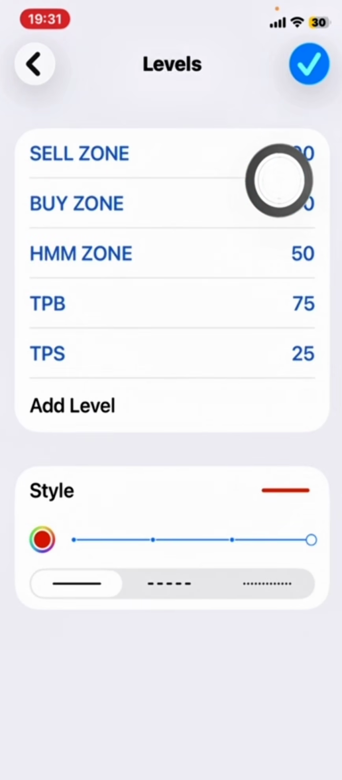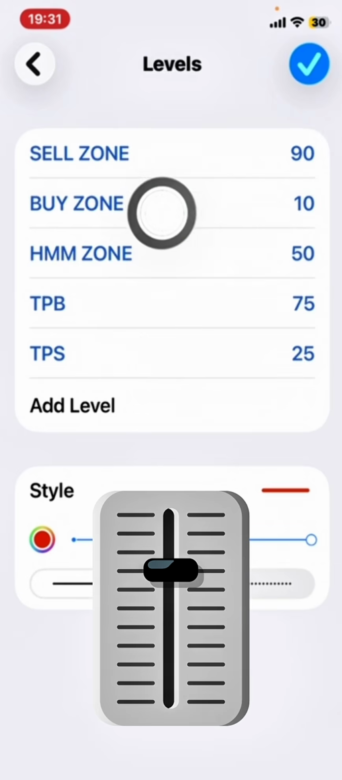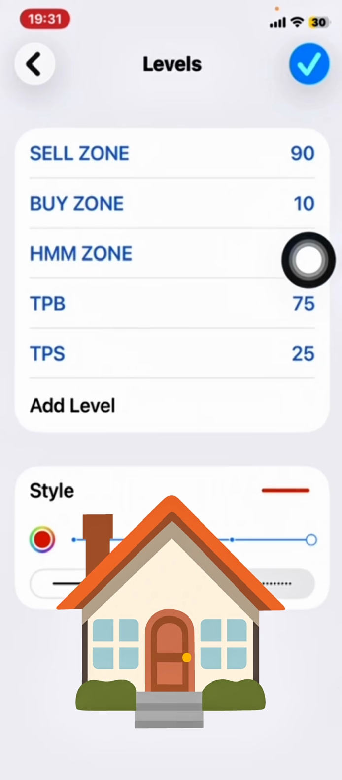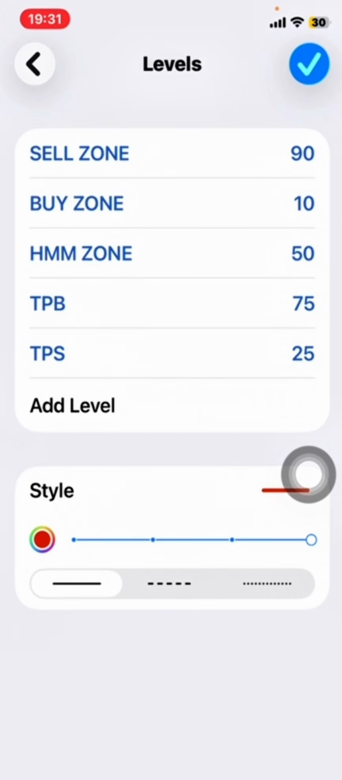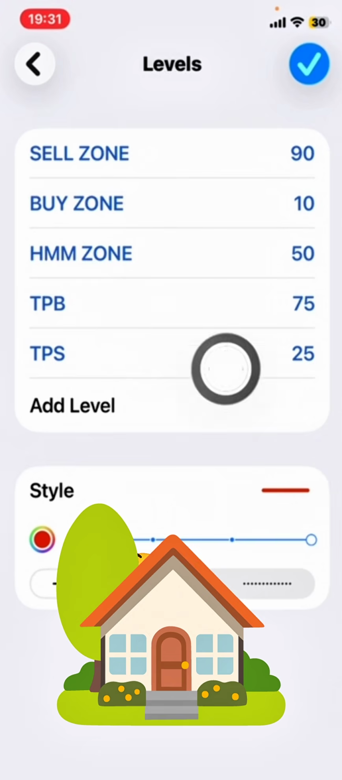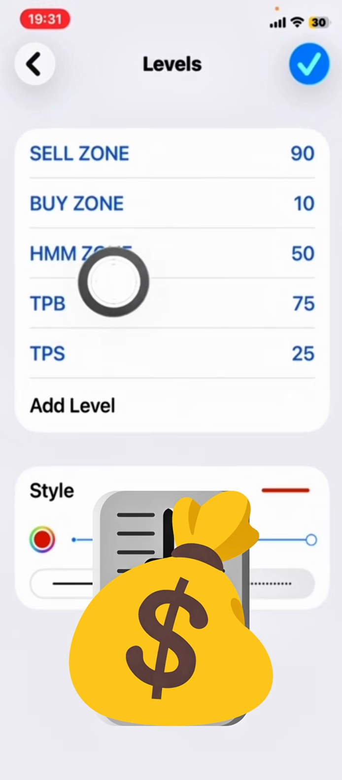which is the sell zone. I have the 10 level, which is the buy zone. You have the 50 level, which is the home level. What I mean by home level, those that are catching the market, or those that are scalping the market, especially those that are scalpers. If you are a scalper, this home level is for you. This home level is a special level where scalpers take their profits.